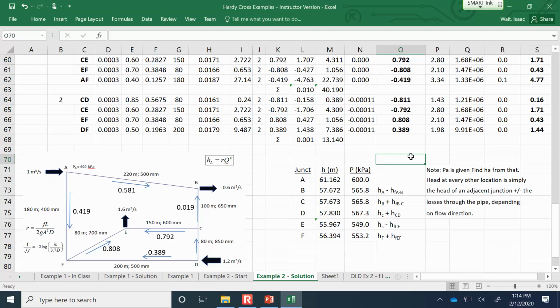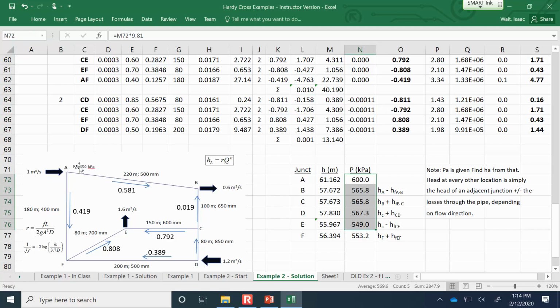Any questions about that? What would we do? Now, these calculations assumed that all of the elevations were the same at A, B, C, D, and so on. Do you have a question? For your junction A, how did you determine that to be 61?